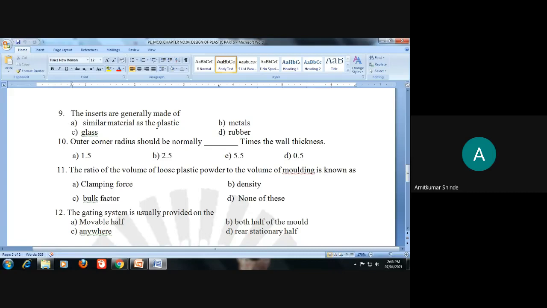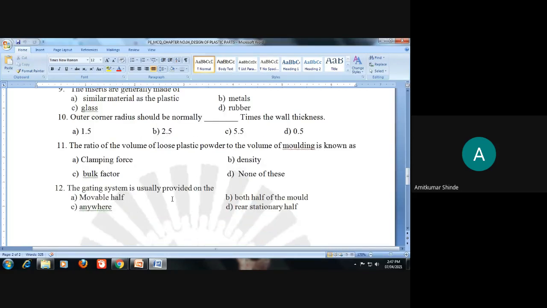Now, the inserts are generally made of metal materials as far as your plastic parts are concerned. Then the outer corner radius should be 1.5 times the wall thickness. And the internal or inside corner radius they have provided should be 0.5 times.